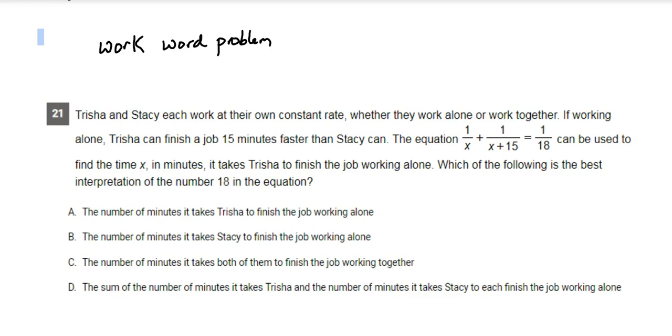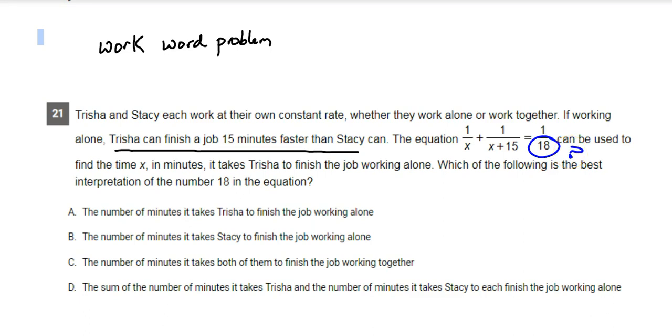It says Tricia and Stacy each work at their own constant rate, whether they work alone or together. Working alone, Tricia can finish a job 15 minutes faster than Stacy. All right, so Tricia is faster than Stacy. The equation 1 over x plus 1 over x plus 15 equals 1 over 18 can be used to find how long it takes Tricia to finish the job working alone. Which of the following is the best interpretation of 18? So they're asking, what does this 18 mean for this problem?